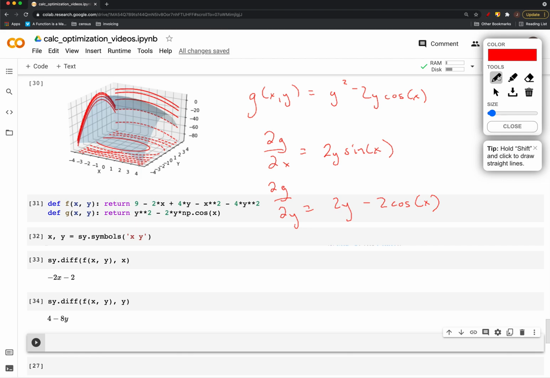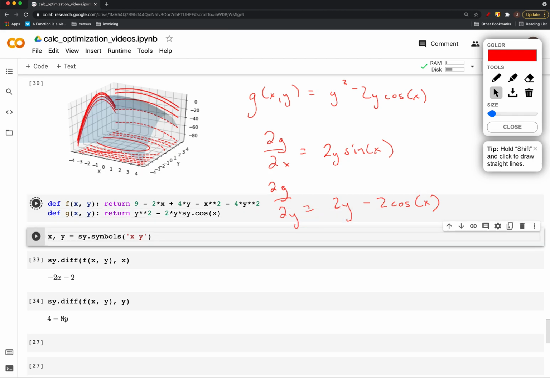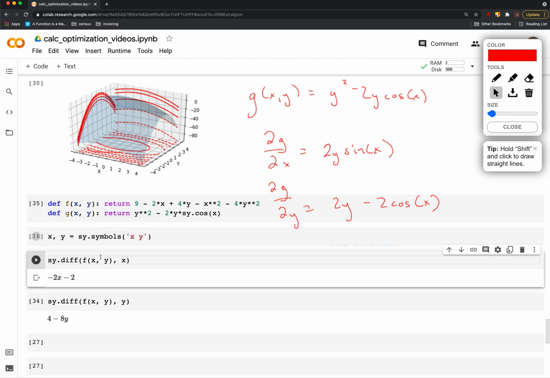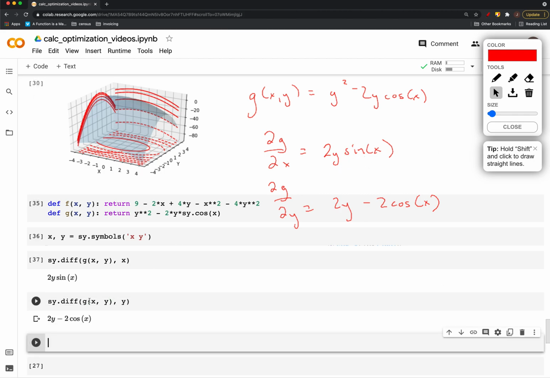Okay, and again, if we want to use the computer to verify this, we have to change numpy to sympy. Okay, and then we can do the same thing. We'll take the derivative of g with respect to x. We get 2y sine x, just like we did by hand. And we take the derivative of g with respect to y, and we get 2y minus 2 cosine x.